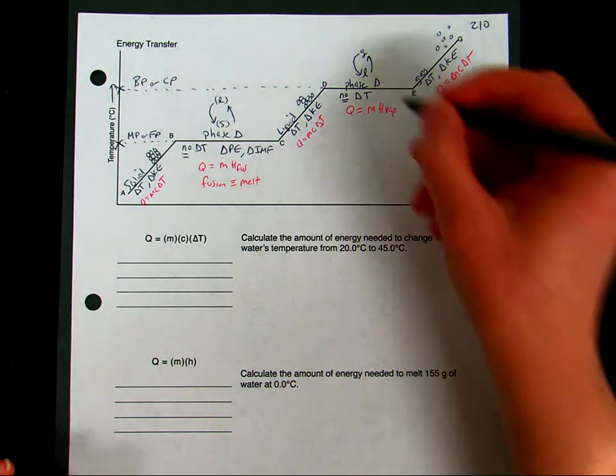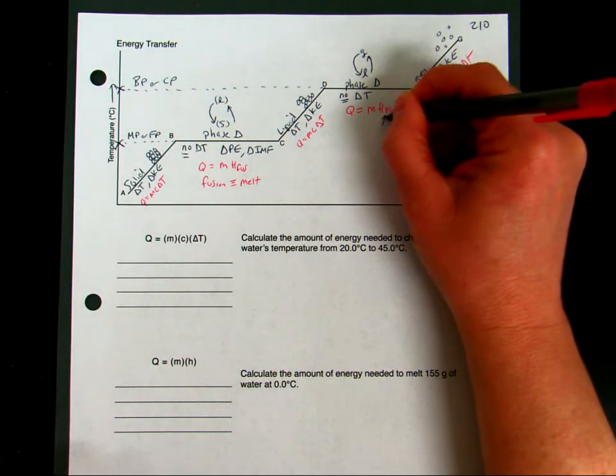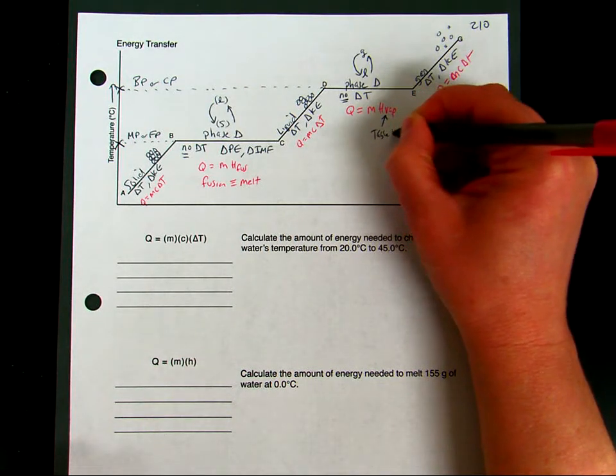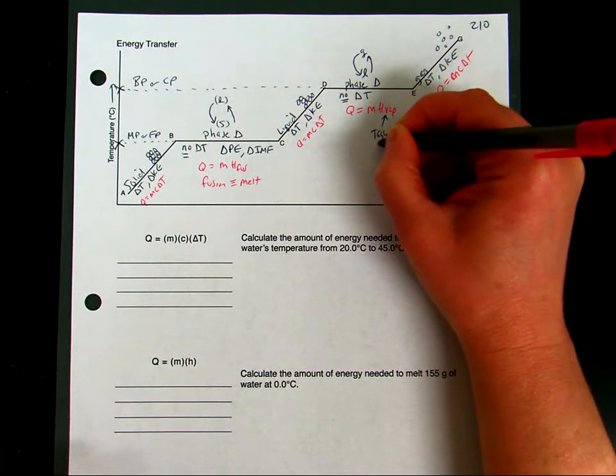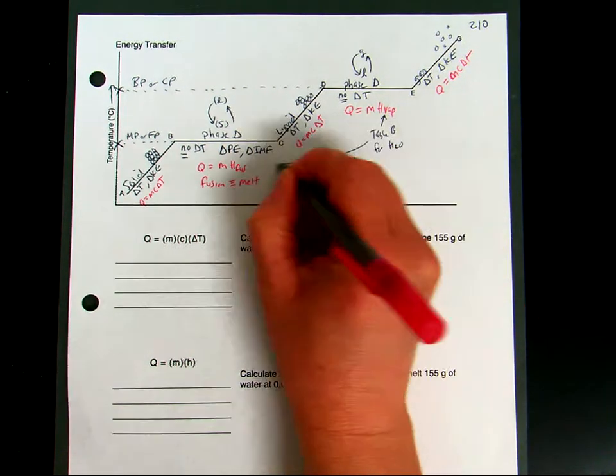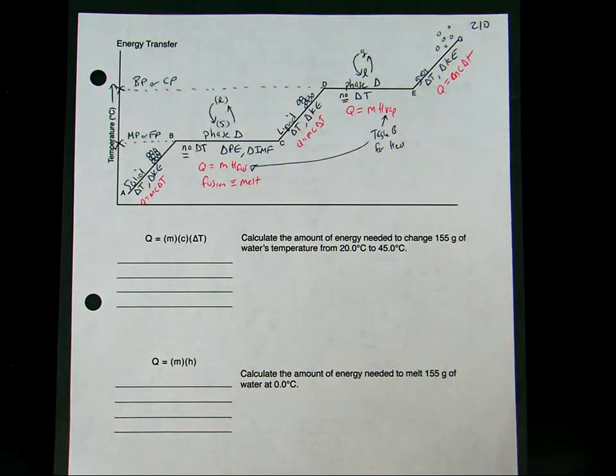Now, for water, the heat of vaporization, you can find that on Table B for water, and same thing for heat of fusion, you will find that also on Table B.